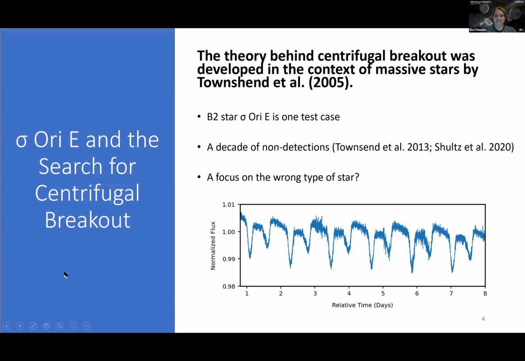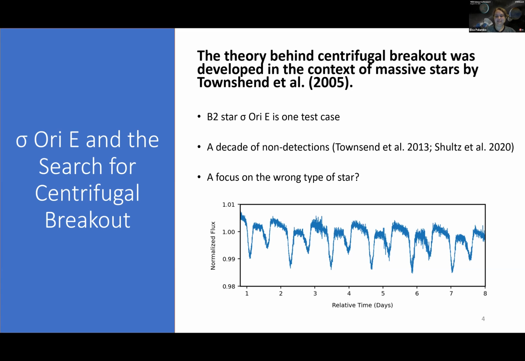Now, all this might seem sensible enough, but there is a bit of a catch, which is that for about a decade, astronomers have been looking for evidence of centrifugal breakout around the high mass stars that the theory was originally developed for, but without success. One especially high profile non-detection happened in 2013. That was by Townsend et al. around the B-type star Sigma Ori E, whose light curve I've shown right here.